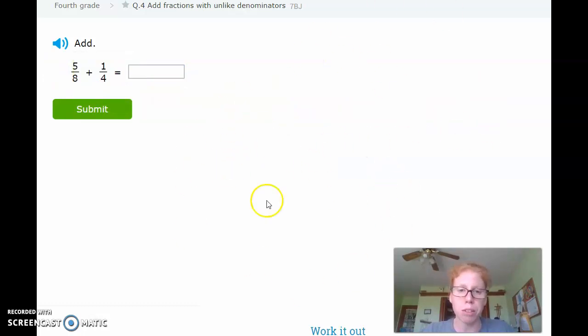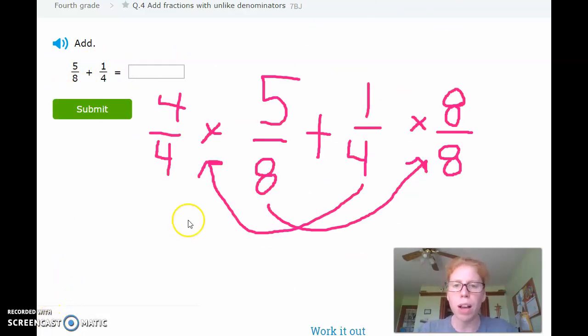All right, we've got another problem here. I'm going to use this space over here again because it's so much easier than drawing the arrows over. So give me a moment, I'll rewrite the problem for us. I went ahead and I rewrote 5/8 plus 1/4 in the middle of our screen, and then I showed that we are going to multiply 5/8 by 4/4, and we will multiply 1/4 by 8/8.